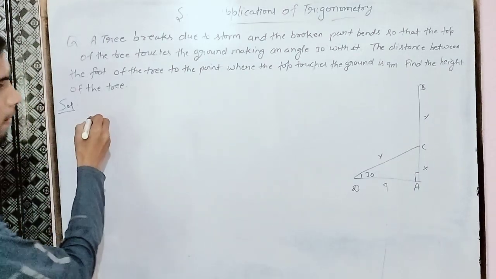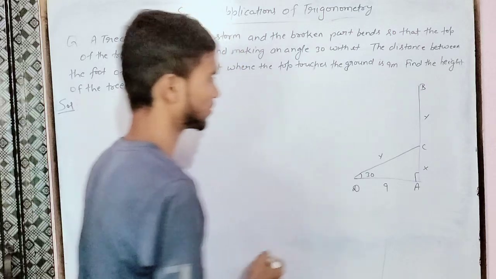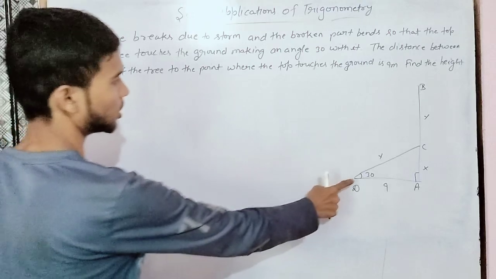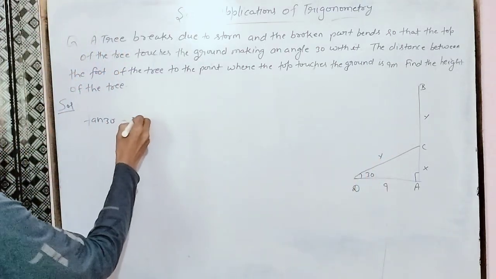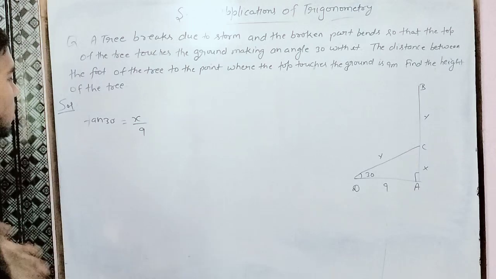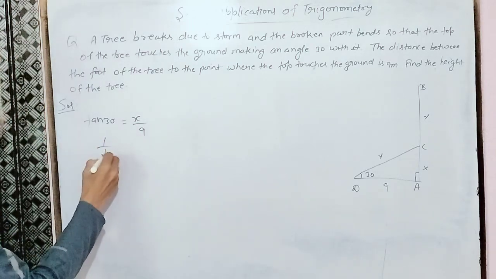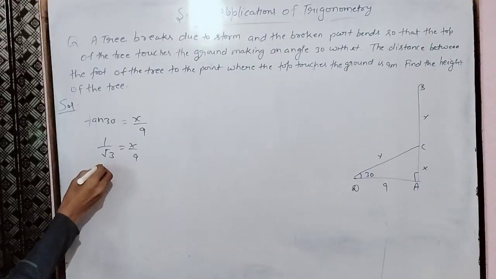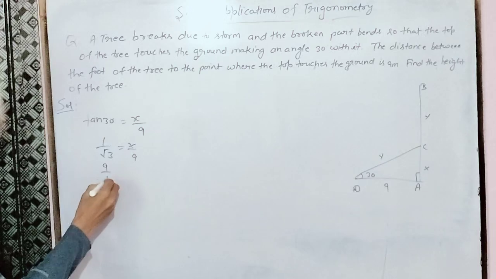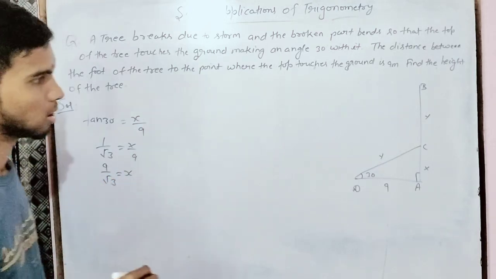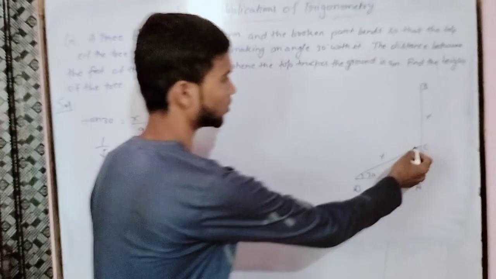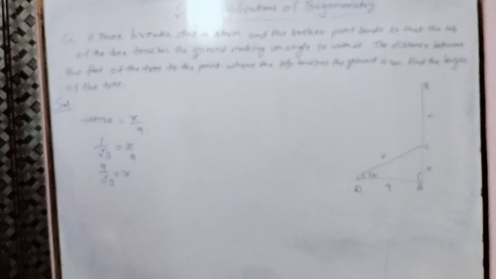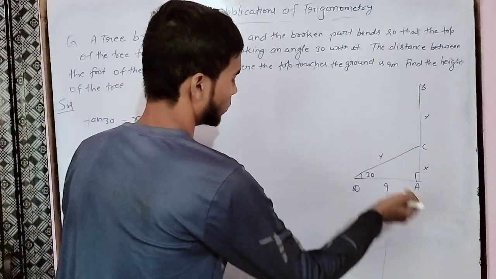So here, first of all, we will find this side. So can we write tan 30 according to this data, x upon 9? So tan 30 is 1 upon root 3, equal to x upon 9. So this will go to this side, 9 upon root 3. This is x, the height from this to this. Now what else? We will find this, then we will add both.